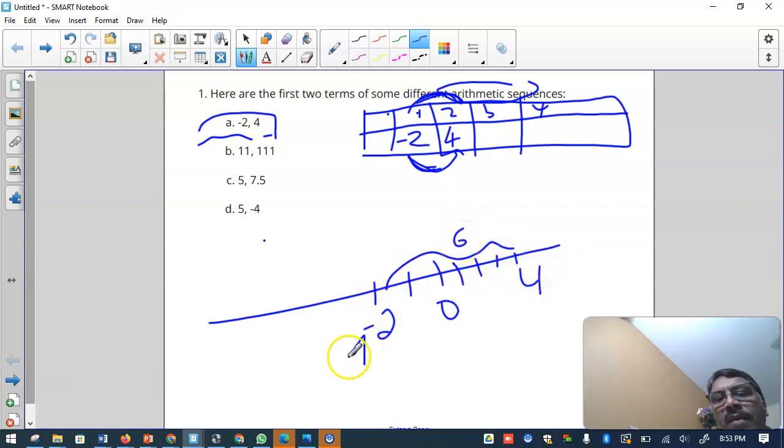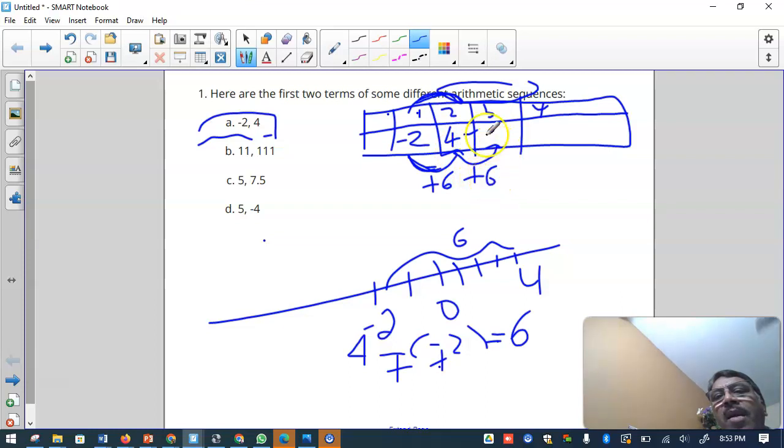Or another way to do it is you take 4 and subtract the earlier term, that means 4 take away -2, and you get two negatives. Two negatives make a positive, so you get 6. So that means you're adding +6. Here are the first 2 terms, and you're supposed to write down the next 3 terms. So you add +6 and this becomes 10, and then add another +6 and it becomes 16. That's all they're asking you to do, to write the arithmetic sequence.